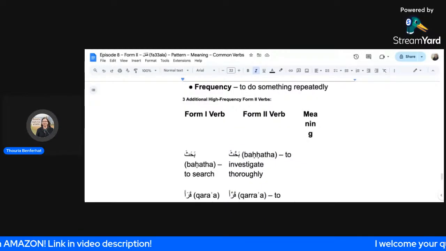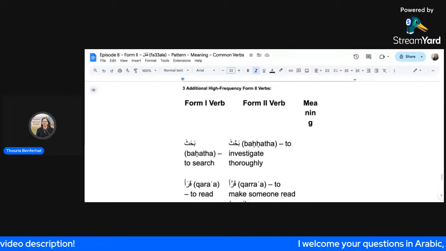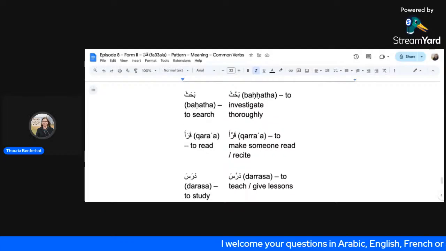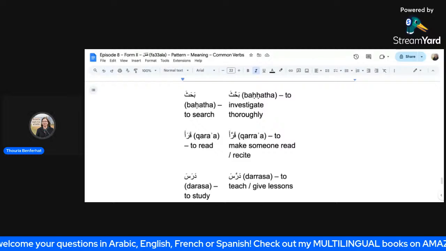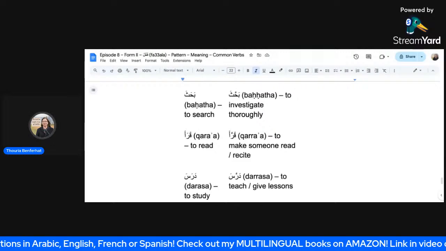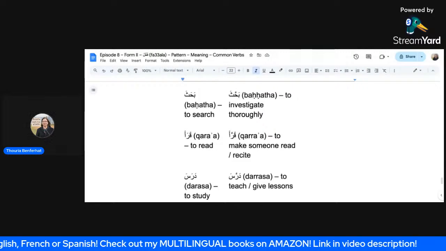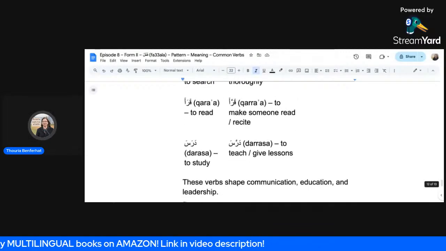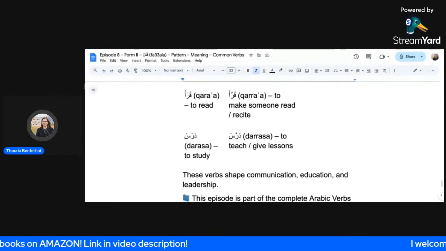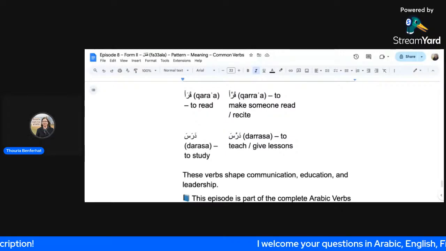Let's see some additional high-frequency form 2 verbs. We have, for example, بحث. بحث is to search. Form 2, بحّث, is to investigate thoroughly. Okay, so there's intensity in the action. قرأ is to read. قرّأ is to make someone read or to make them recite.